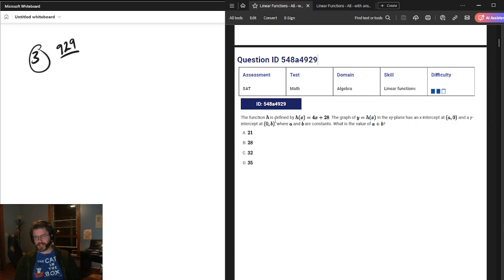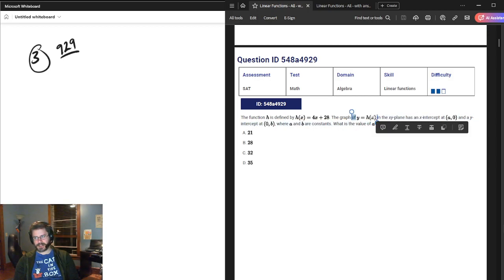So we have a linear function h. Remember, h is just the name of the function. Another way to say y, which is basically what this phrase here means. Y equals h of x, 4x plus 28. 4 is our slope. 28 is our y-intercept. It has an x-intercept at a, 0 and a y-intercept at 0, b. We already know that the y-intercept is 28, so we know b is 28. And they're asking for the value of a plus b.